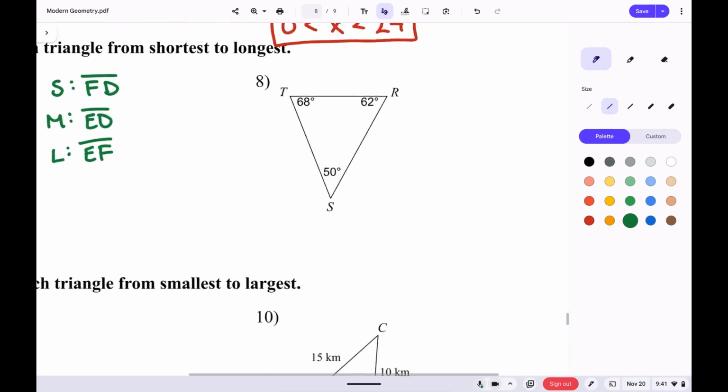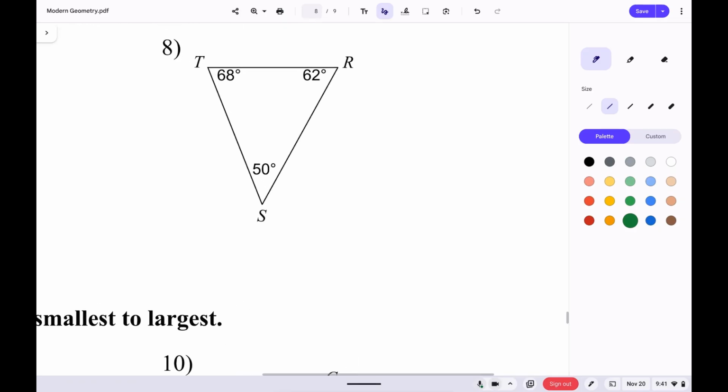All right, so how about for 8? What would be the smallest angle? What would be the smallest side? TR. Again, if you need to draw those arrows like I was doing to keep track of what you've listed, you can do that. Mark up your pictures if you need to.